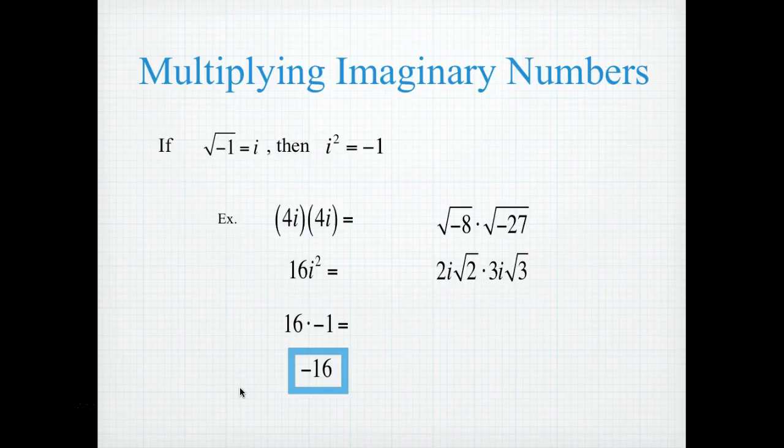Now we're in a position where we can multiply each individual factor of the problem. So 2 times 3 gives us 6, i times i is i to the second, and the square root of 2 times the square root of 3 is equal to root 6 as well. i to the second is equal to -1, so we're left with an answer of -6 root 6.